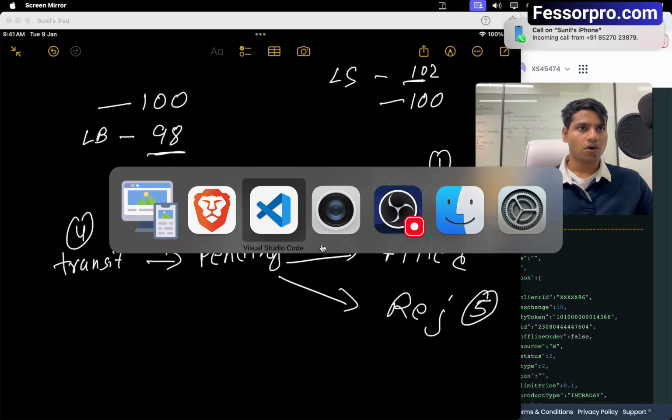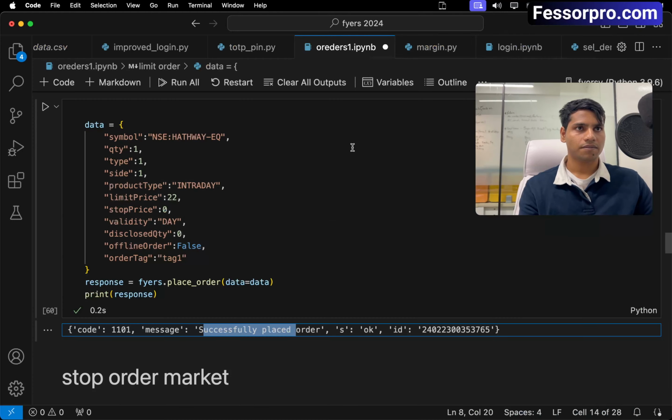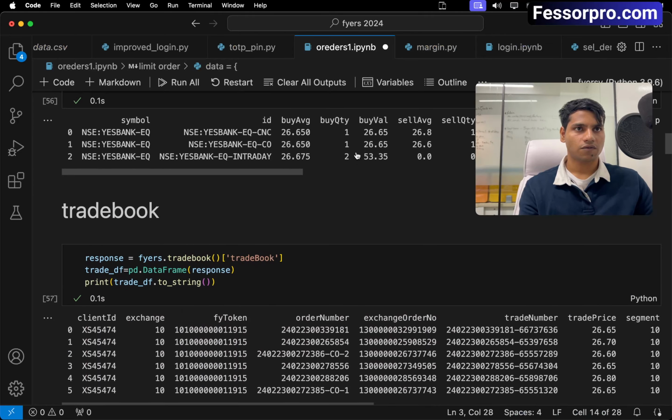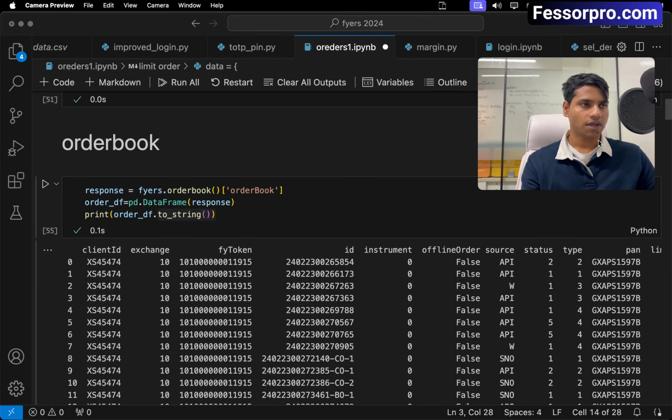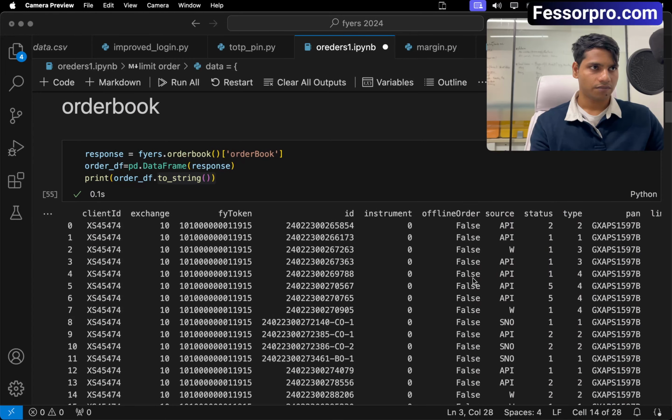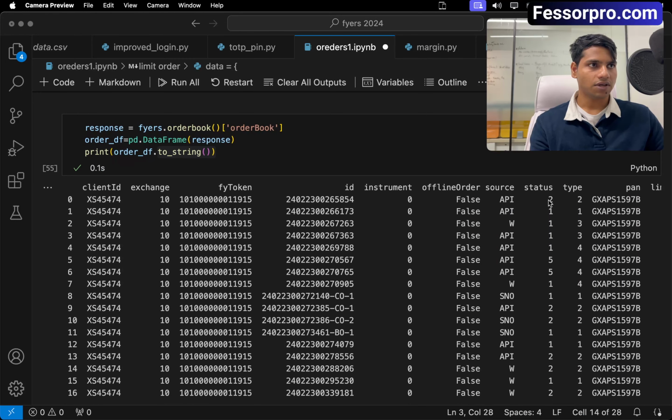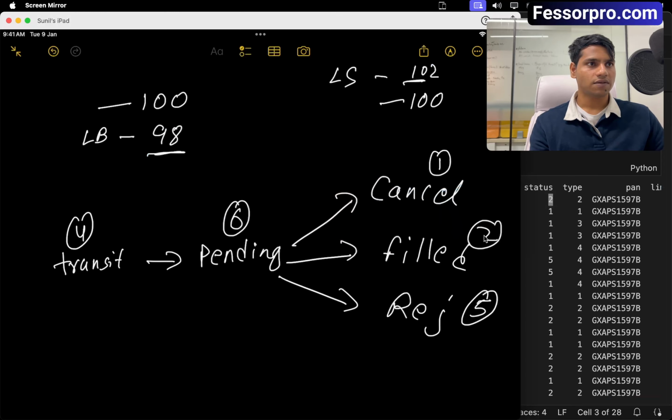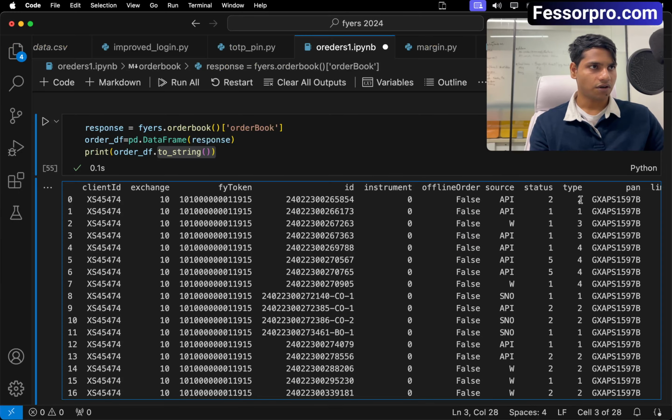Now I'll show you on the data frame. If I scroll up and go to the order book data frame, they have this status column. You can see the status column, and look, it is 2. 2 means what? If you look here, 2 means filled. So this order was filled.